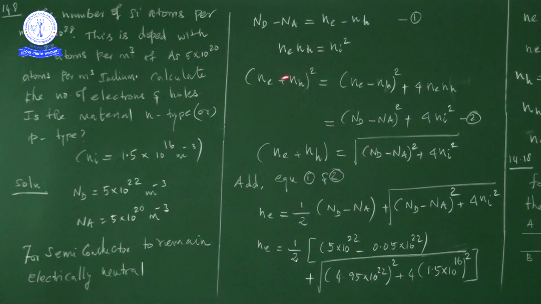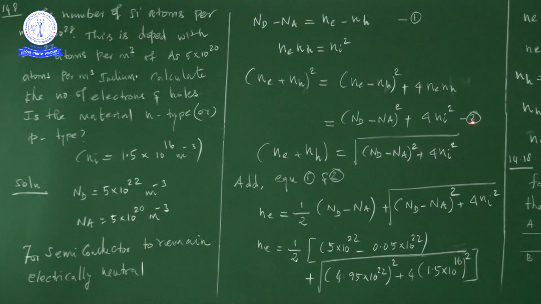So by removing the square, we take the square root. Then Ne plus Nh is equal to the square root of (Nd minus Na) the whole square plus 4 Ni square. Here Ne is the number of electrons, Nh is the number of holes, Nd is the number of arsenic atoms, and Na is the number of indium atoms, plus 4 into Ni square. Ni is the intrinsic carrier concentration.